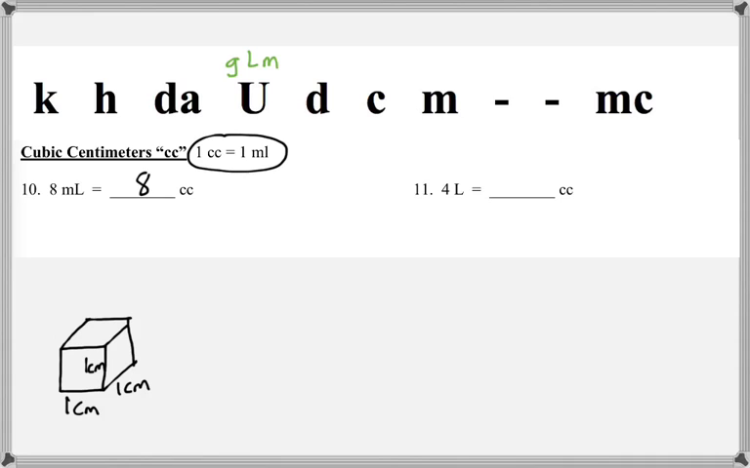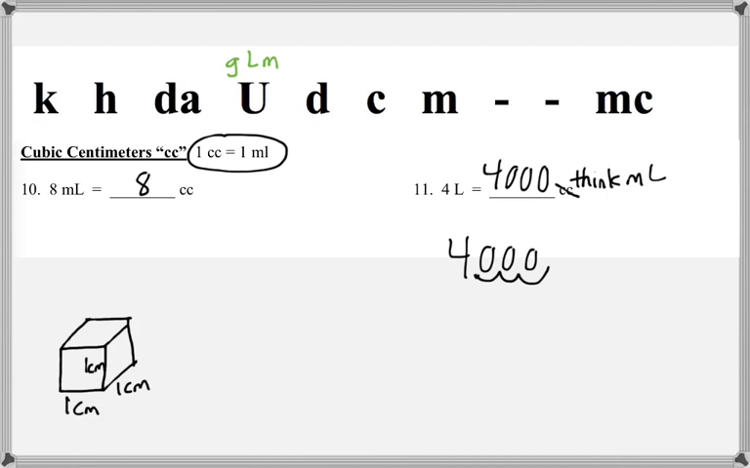Now if we look at number 11, they want us to convert 4 liters to cc's. So I like to just think mLs. And if you're converting liters to mLs, you're moving it 3 places to the right. So that would be 4,000.